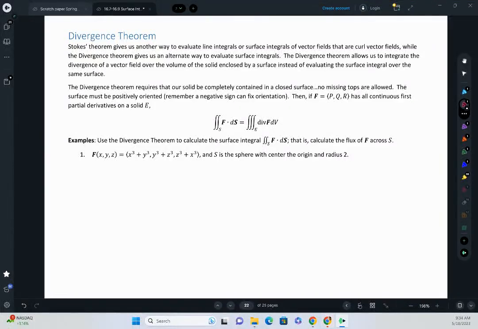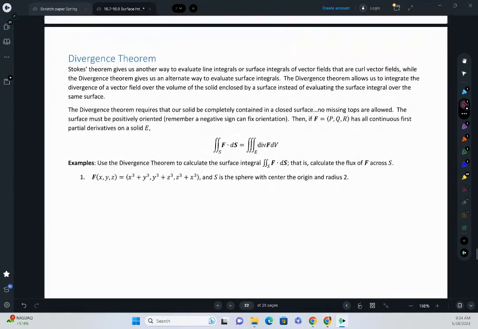Hello. Today we're going to cover the divergence theorem. This is 16.9 from our textbook, and the divergence theorem is the very last thing we're going to learn this semester. In the previous section, we learned Stokes' theorem, and that gave us another way to evaluate line integrals or surface integrals of vector fields that are curl vector fields. So they were like special vector fields. Well, the divergence theorem is going to give us an alternate way to evaluate surface integrals.